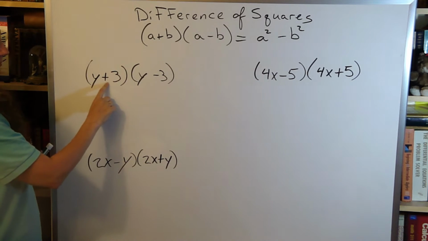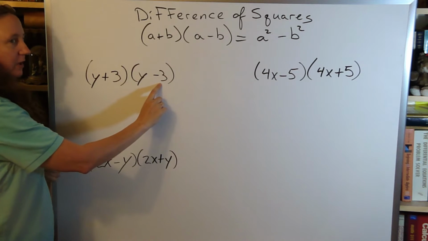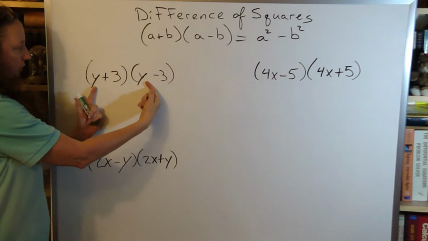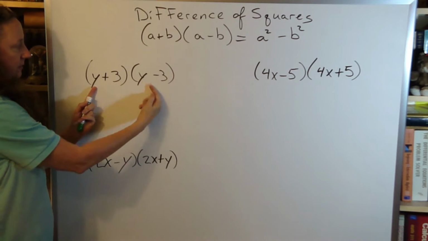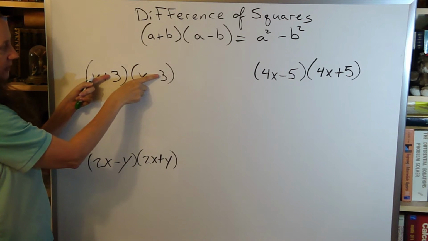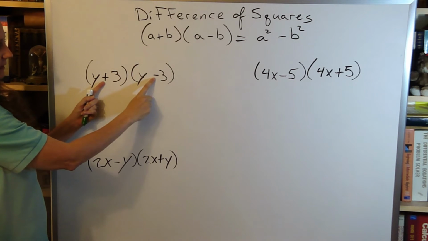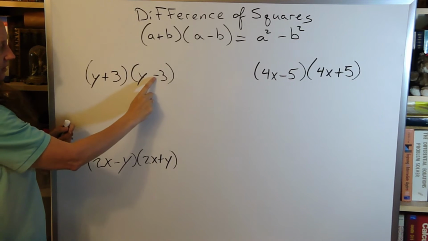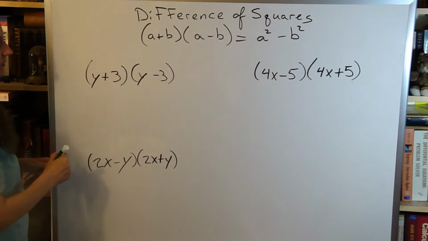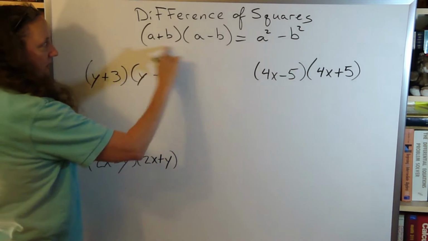So here I have y plus 3, y minus 3. First term is the same for both. The second term is the same for both. The only difference is one is plus, the other is minus. So this fits into that pattern.